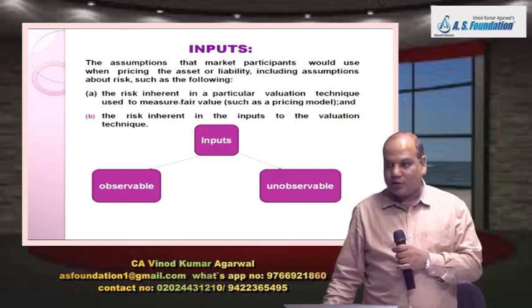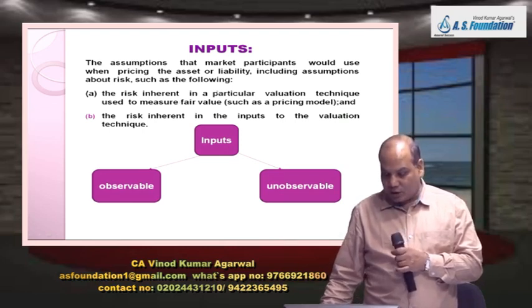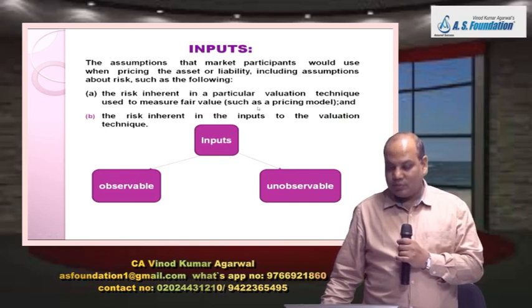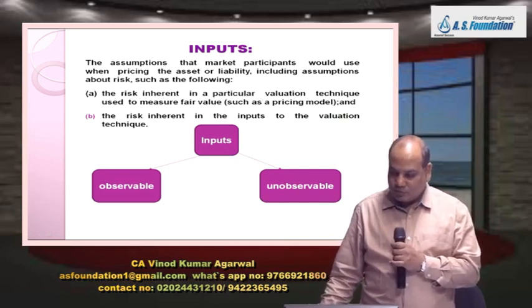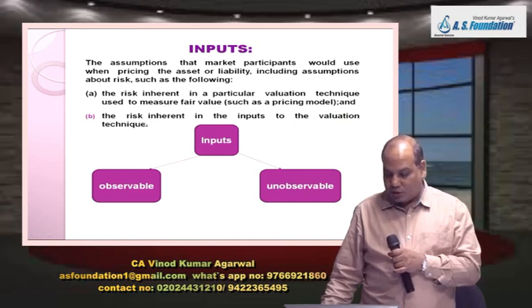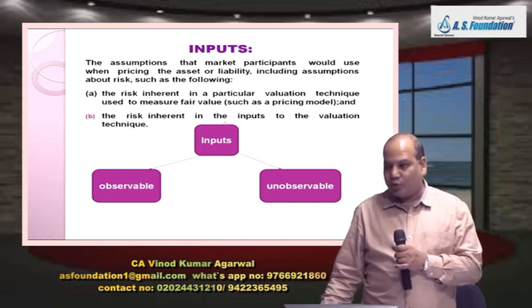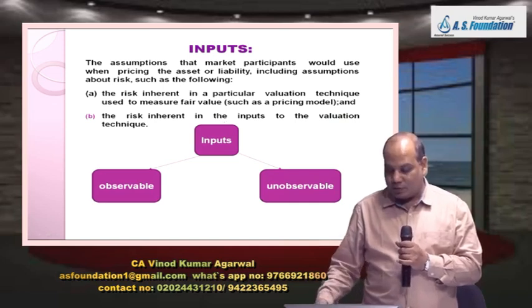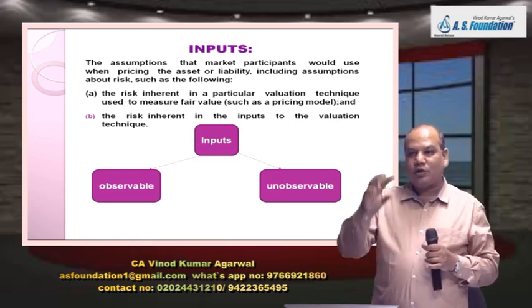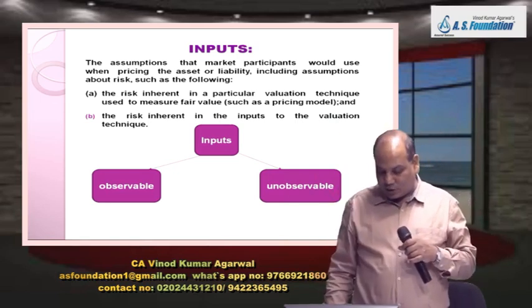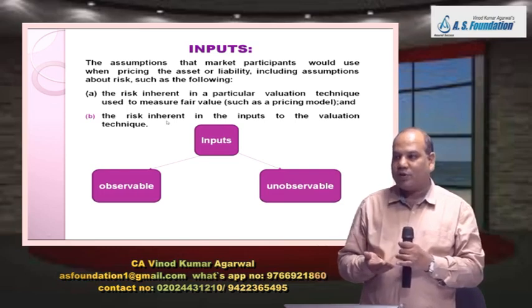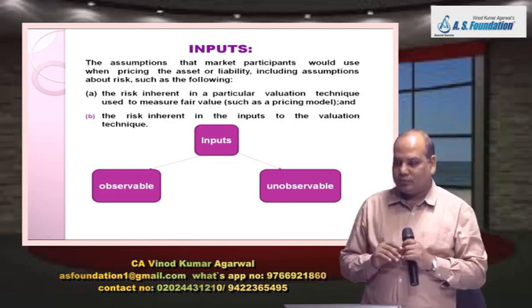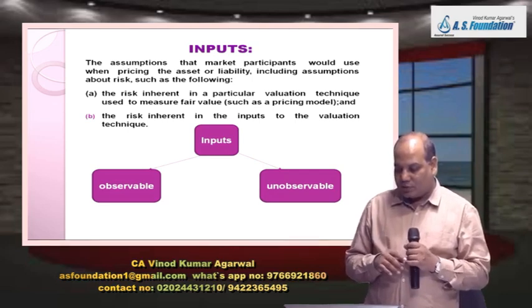Input would also include any risk premium, right? Higher the risk premium, higher is the discount rate used in valuation. That is also input. And it also includes the risk inherent in the input to the valuation technique. Sometimes what input we are using itself is uncertain. Like for example, in the discounted cash flow technique, the risk involved is cash flow may be uncertain. Cash flow may not be realized. That is input. And if you don't want to remember so much, just these are those factors which are considered in fair value calculation. Factors used in valuation, simplest version.